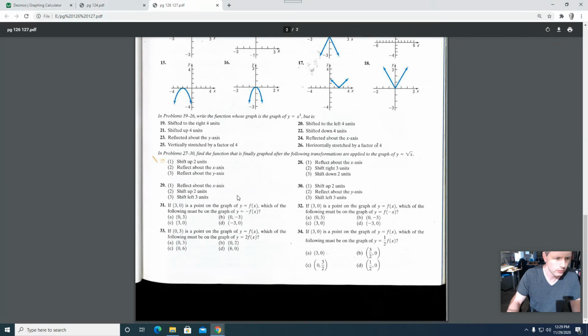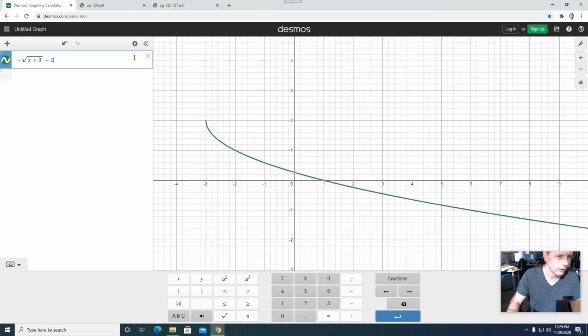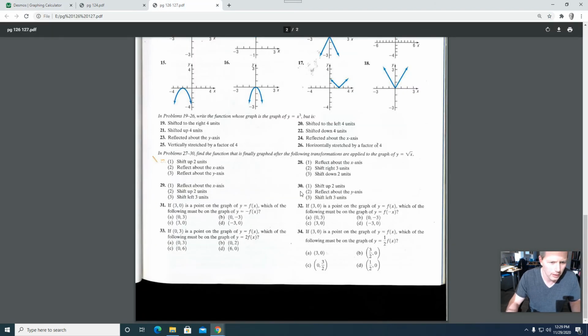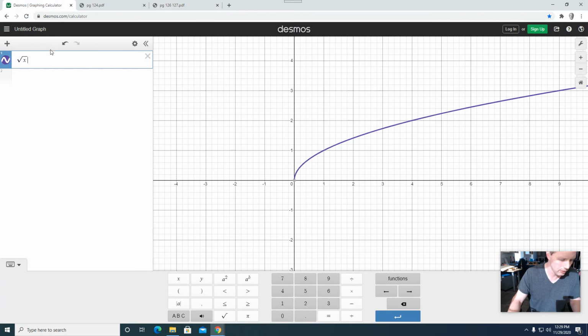Finally, this one right here. Square root of x again. And this time, I want to do these 3. Shift up 2 units. Okay, so take my function y is equal to square root of x and shift it up 2 units. To do that, I add 2. That shifts my function up 2 units.